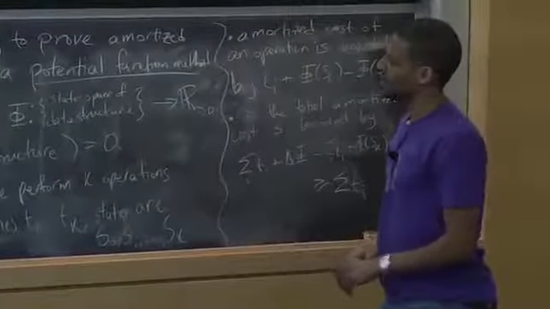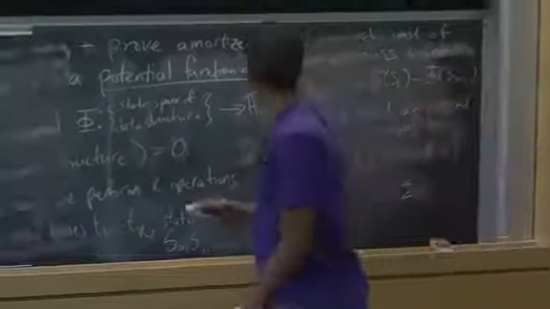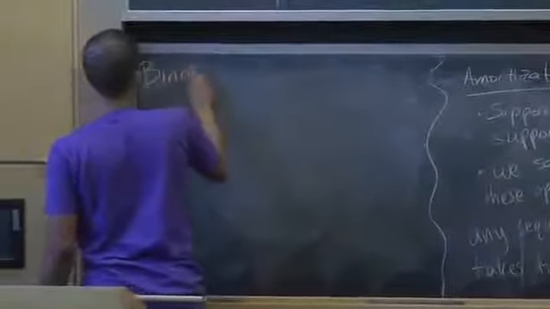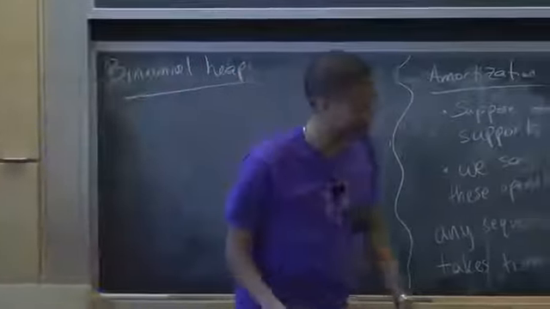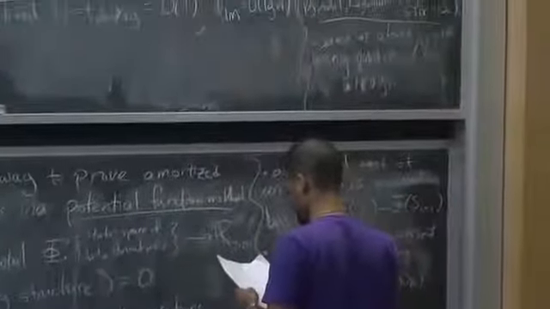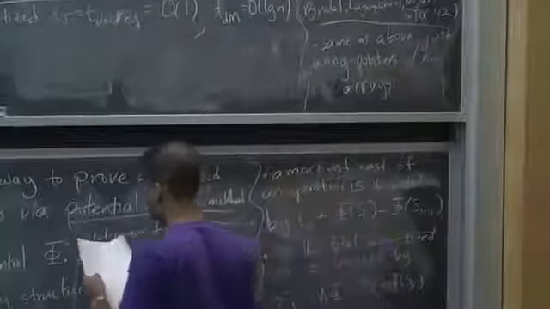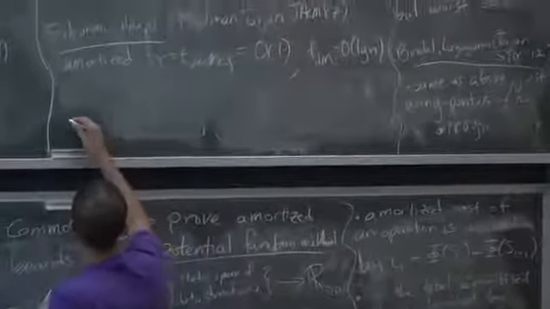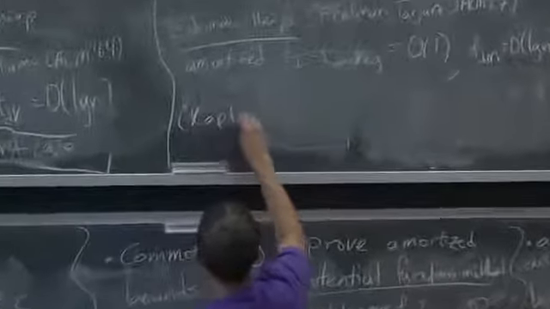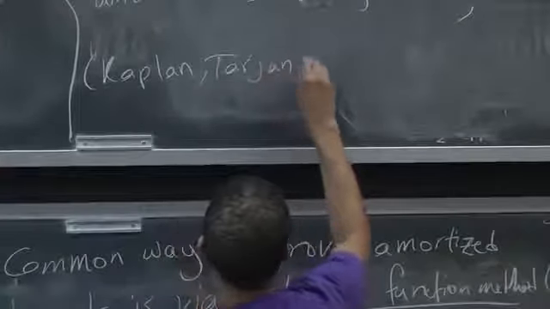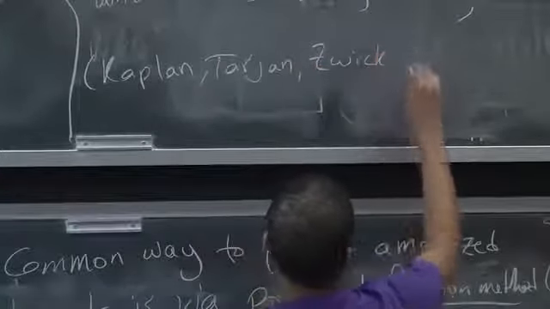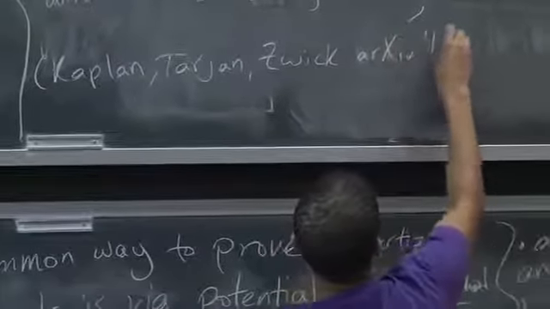Okay, what else? Good. So, binomial heaps. Oh, and I want to say one more thing. I'll put one more reference up here. There's also a paper on the archive just this summer: Kaplan, Tarjan, and Zwick, on the archive this summer.